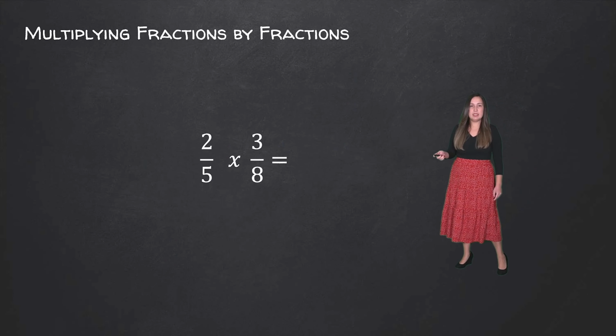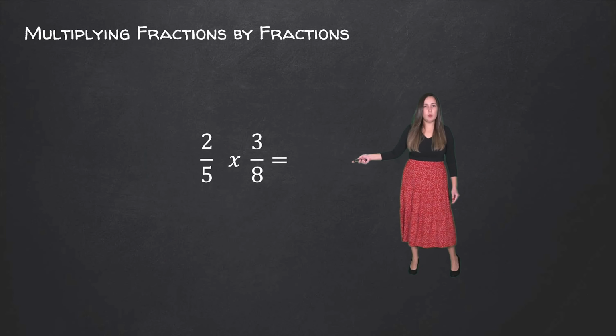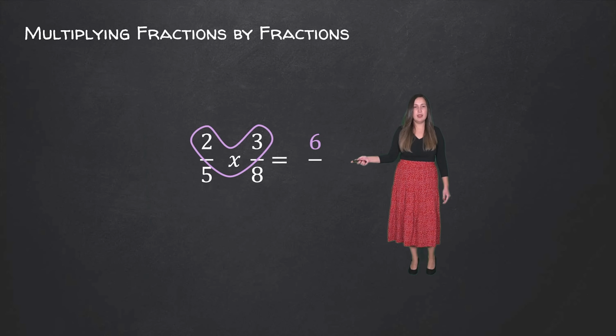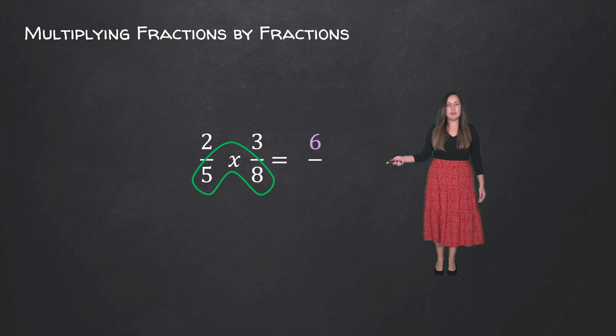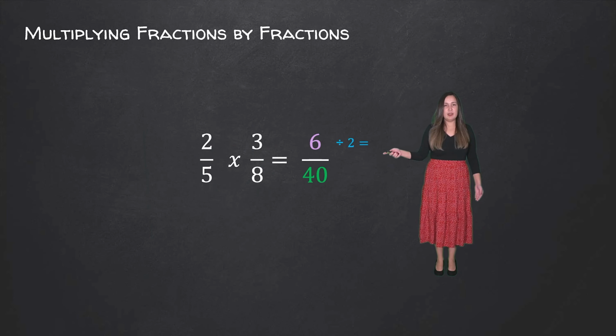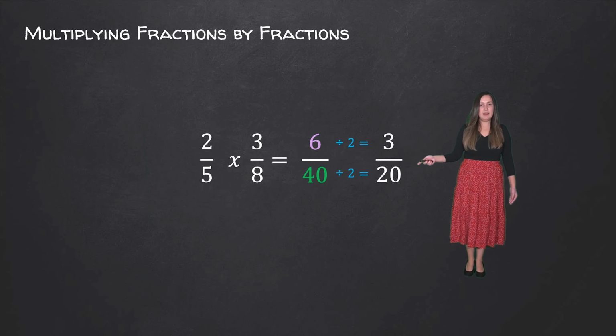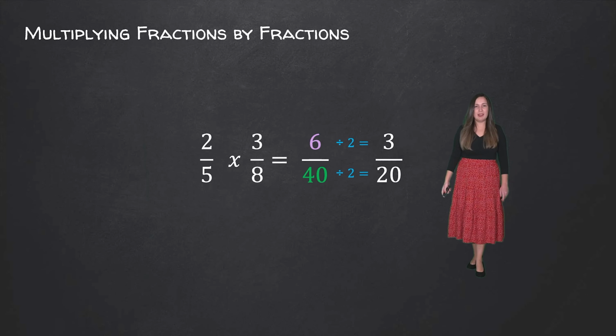Now, if we didn't have this model, we would go ahead and multiply our numerators. So 2 times 3 is equal to 6. And then multiply our denominators. 5 times 8 is equal to 40. And this could be simplified by dividing both of these by 2. 6 divided by 2 is 3. 40 divided by 2 is 20. And that's it. So that's it for multiplying fractions by fractions.